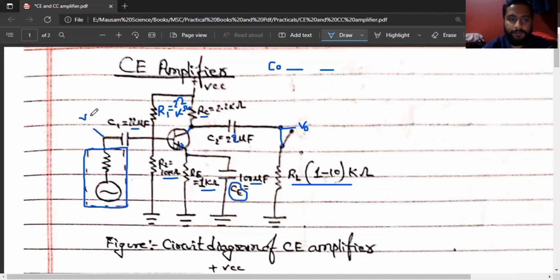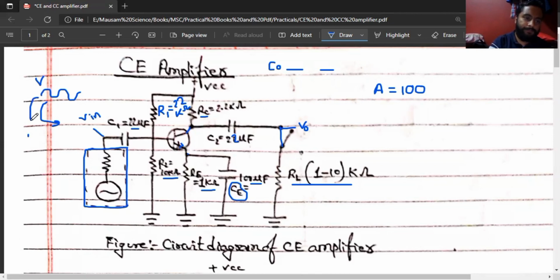There is something which I need to say over here. V in: what type of voltage will be supplied here? We will take an AC voltage from the frequency generator. A sinusoidal wave will be supplied, whose value should be in millivolts. For this purpose, we need to apply a voltage divider rule here, because we cannot directly supply 2 volt, 3 volt, 4 volt. The CE amplifier has a gain of about 100. So if we supply 5 volt here, it will be 500 volt, which is not possible.